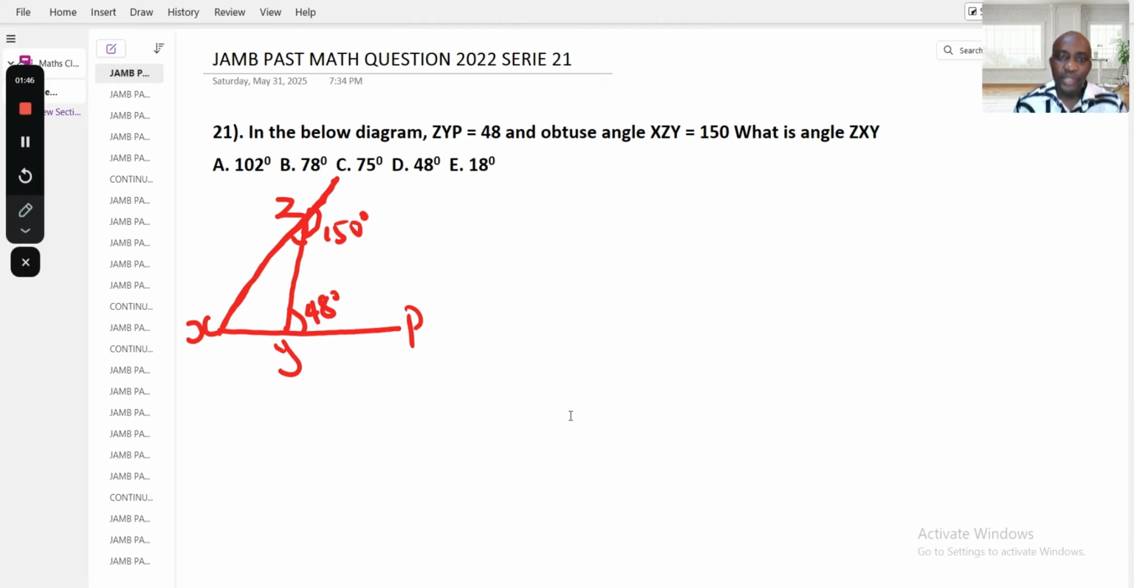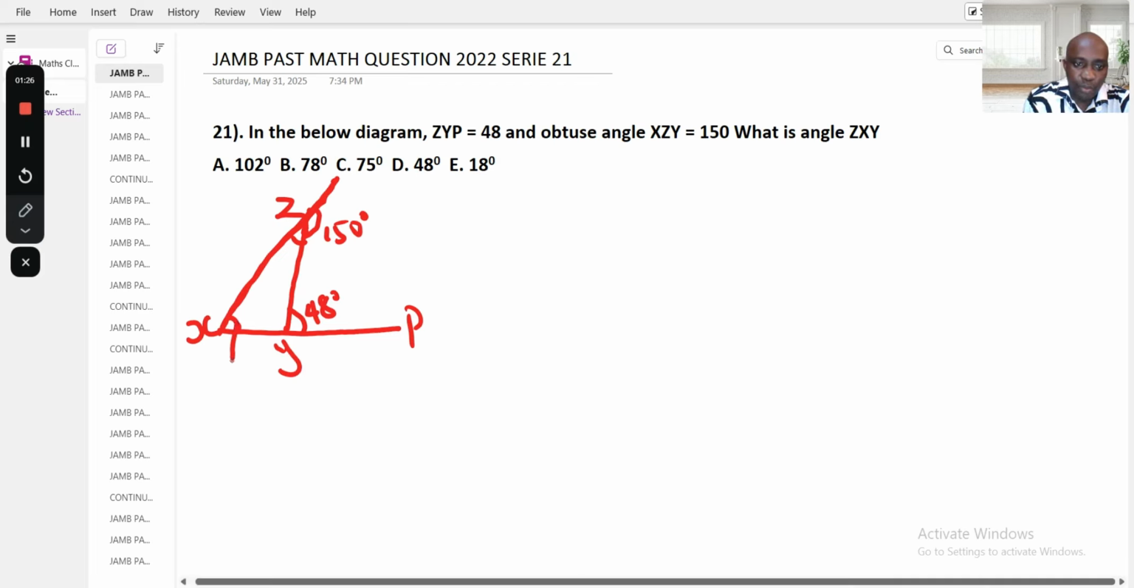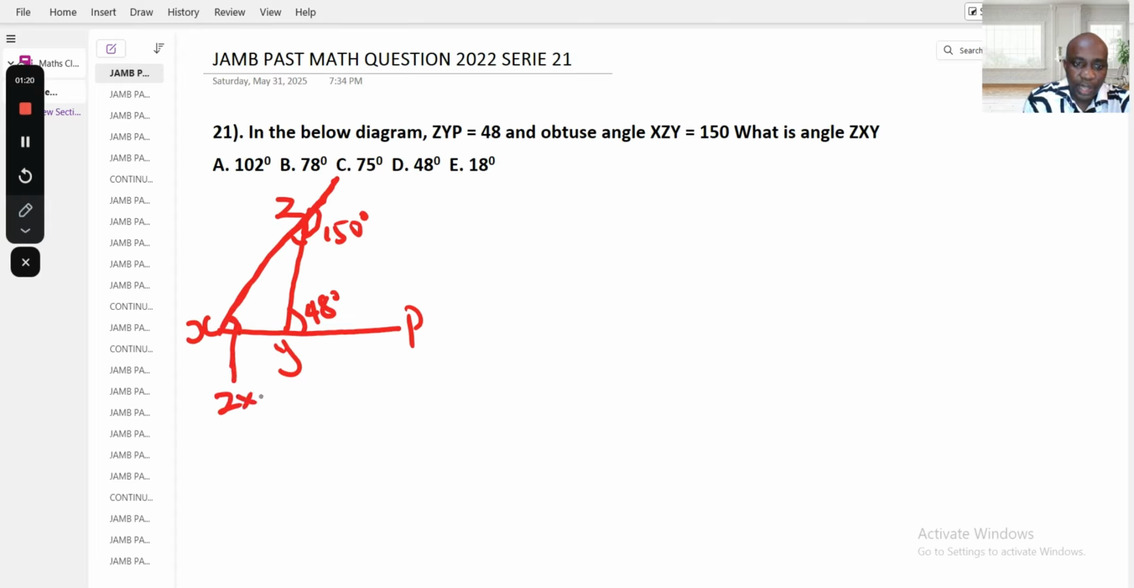In the below diagram, angle ZYP equals 48 and angle XZY equals 150. What is the angle ZXY? We were asked to look for this angle, ZXY. This is the angle we are trying to look for. If you look at this angle like this, you see there is the angle of a straight line.